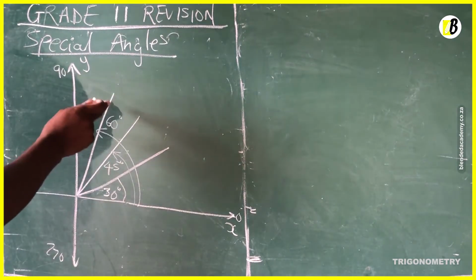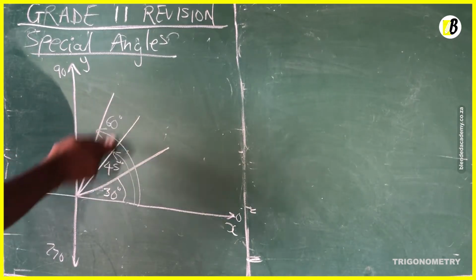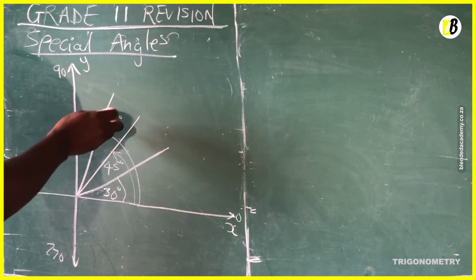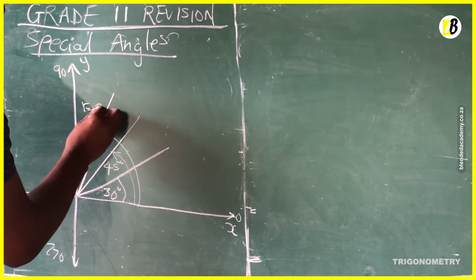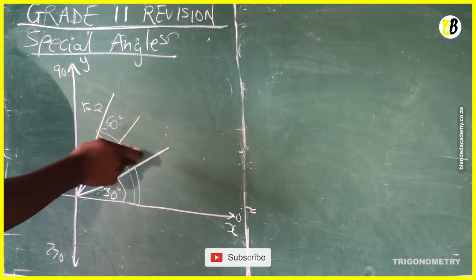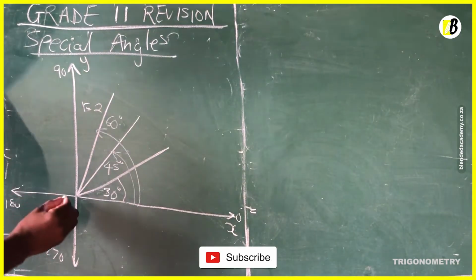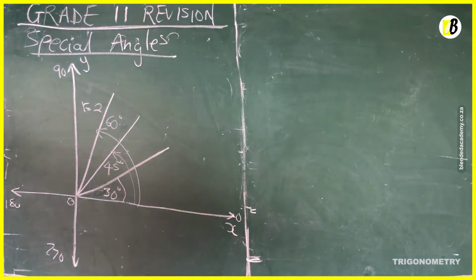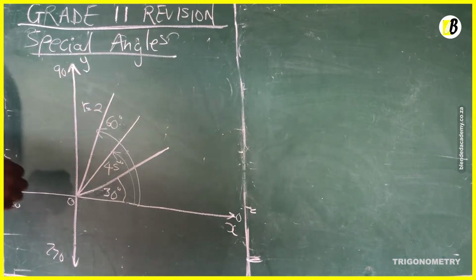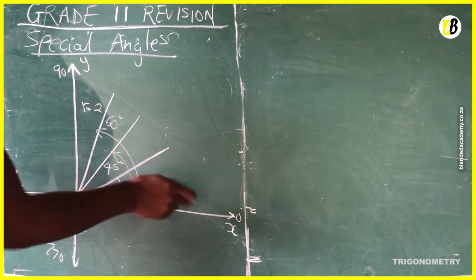Now the length of this line is the same for each and every angle. When solving special angles, we take it to be equal to 2 units. That means the length of this line is 2 units. We're going to refer to it as R in each and every angle. From that point, this is our 0 degrees point again, or 0 values, 0 y, 0 x. That's our origin again.